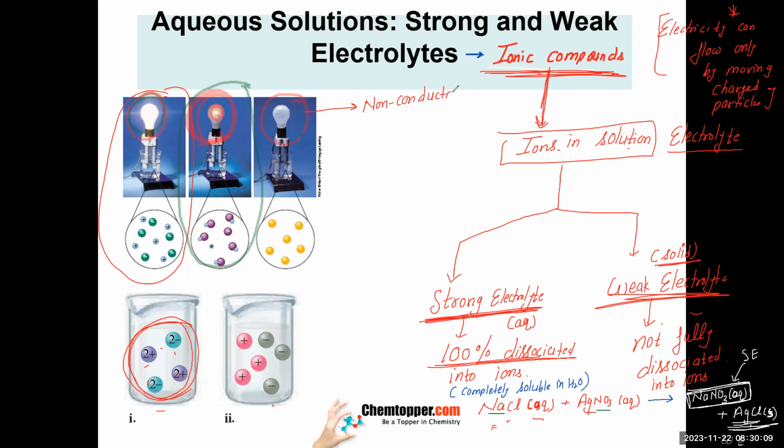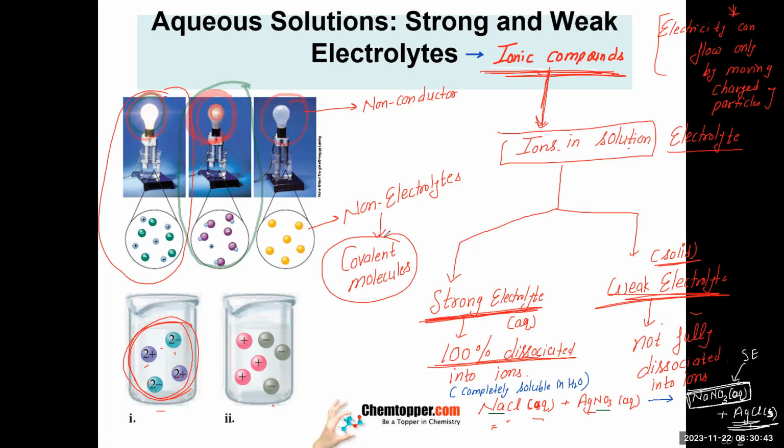Non-conductor means non-electrolyte, no ions. Please write down what non-electrolytes are: covalent molecules. Polar, non-polar, doesn't matter. Even water. Pure water is a non-electrolyte. If I give you 100% pure water, it will not conduct electricity.